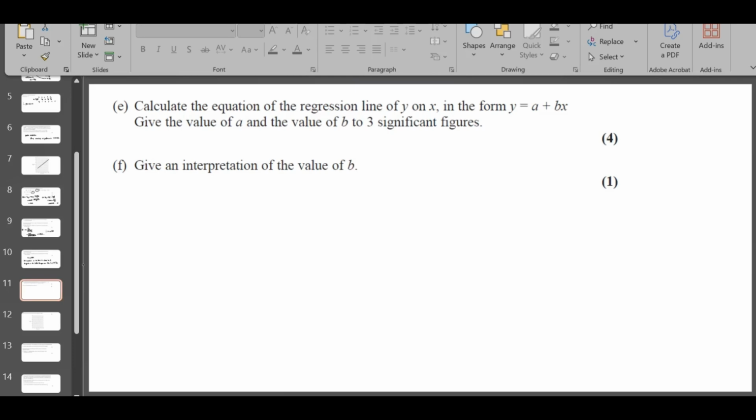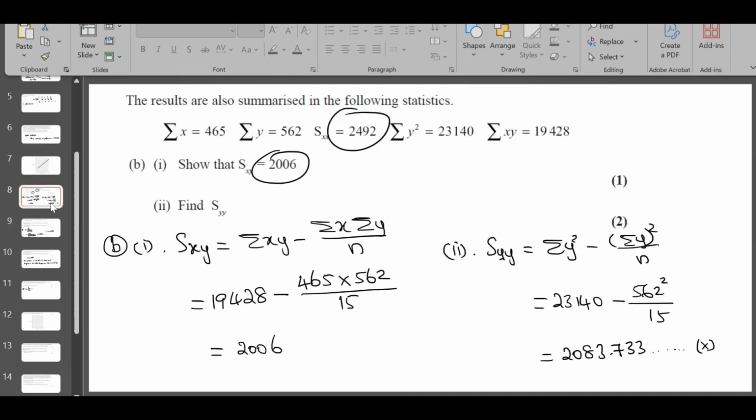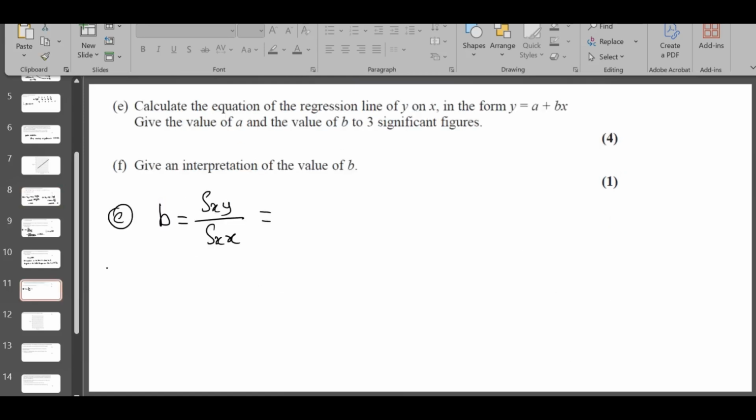Part E now, calculate the equation of the regression line. To find the equation of the regression line, you need to find B first. The formula is SXY divided by SXX. SXY is 2006, and SXX is 2492. 2006 divided by 2492. Let's get the value, and then we need to find A.